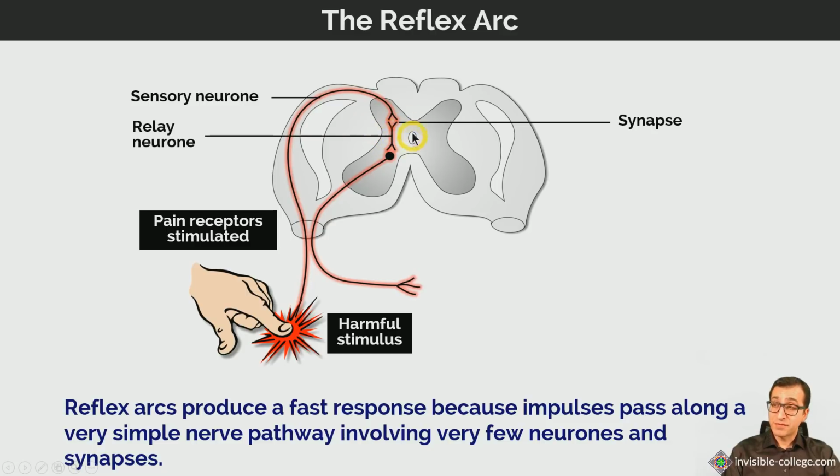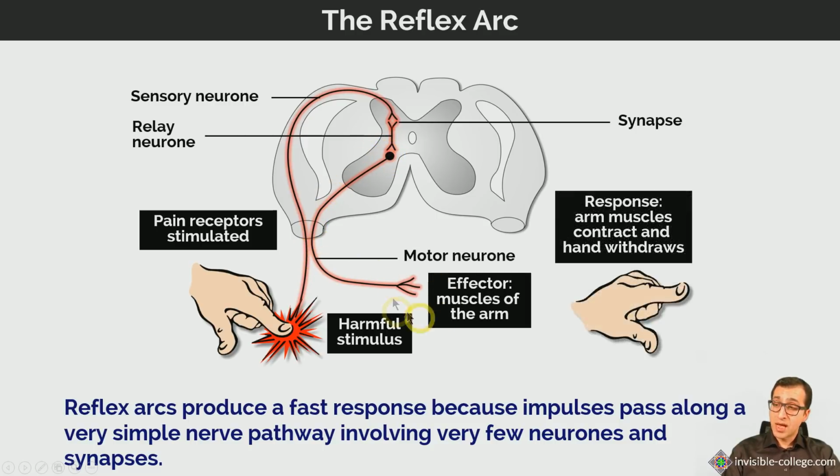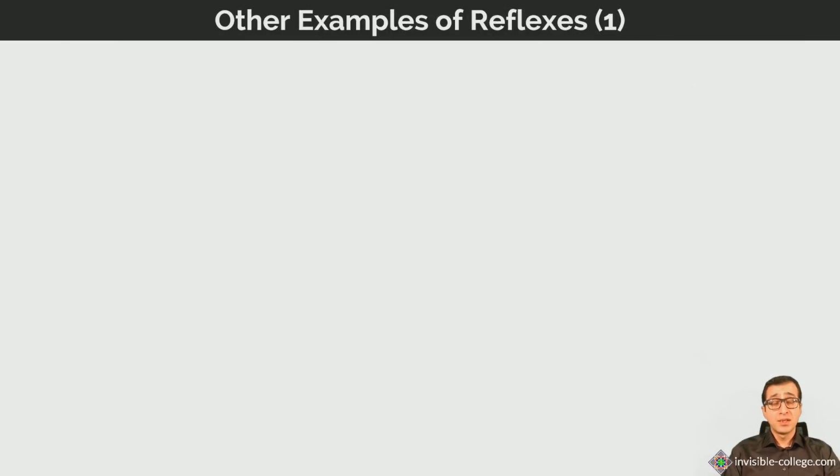That relay neuron is found within the spinal cord, and its only job is to immediately convey that impulse via another synapse to the cell body of a motor neuron. So that motor neuron then sends an impulse of its own to an effector, which is muscles on the arm, and the response which is triggered by that is the contraction of the muscles, which then draws the hand away from the harmful stimulus.